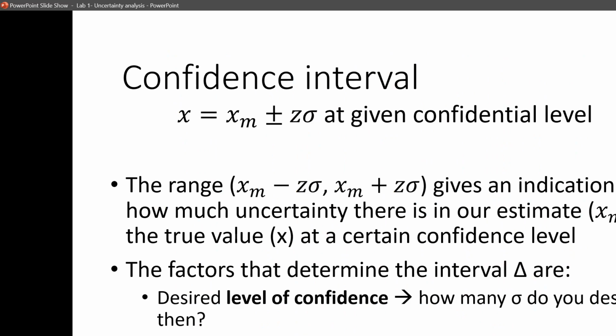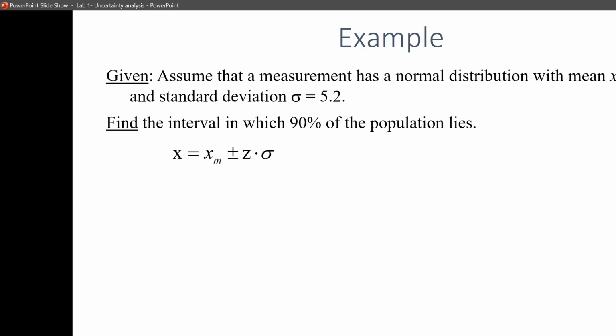But I guess we talked about this. Let's go through an example together to make things a little more clear. Let's do a better reminder, and then we're going to move on. In this example, we have a measurement that has a normal distribution with a mean of -4 and a standard deviation of 5.2. We want to find the interval in which 90% of the population lies.